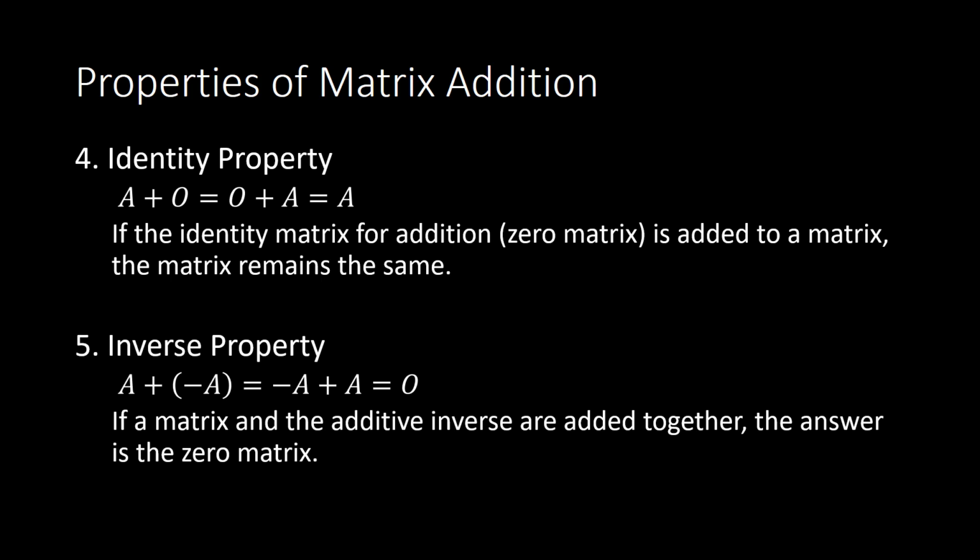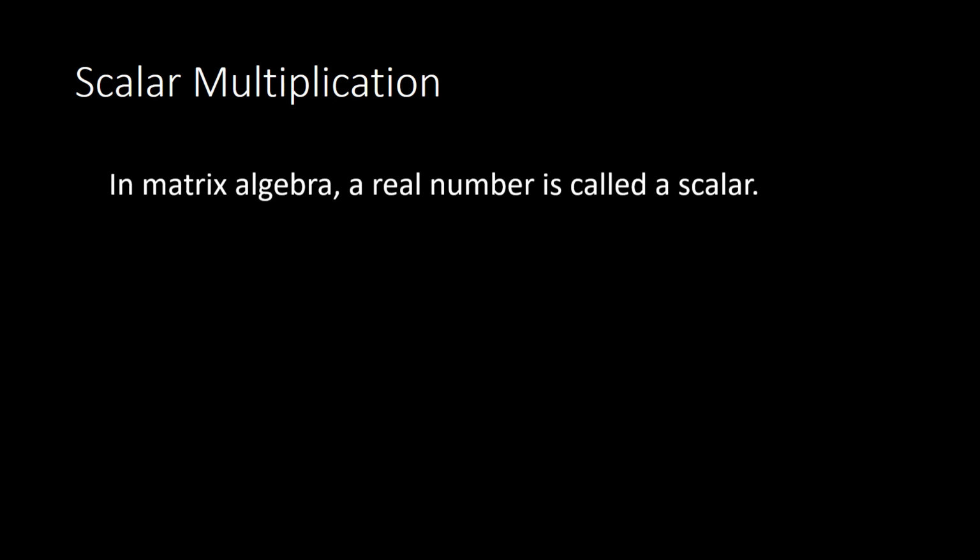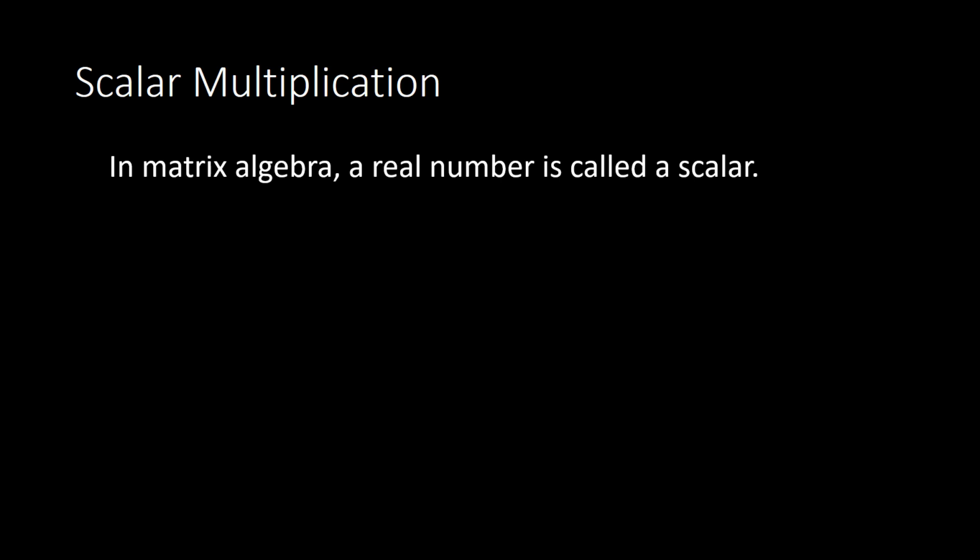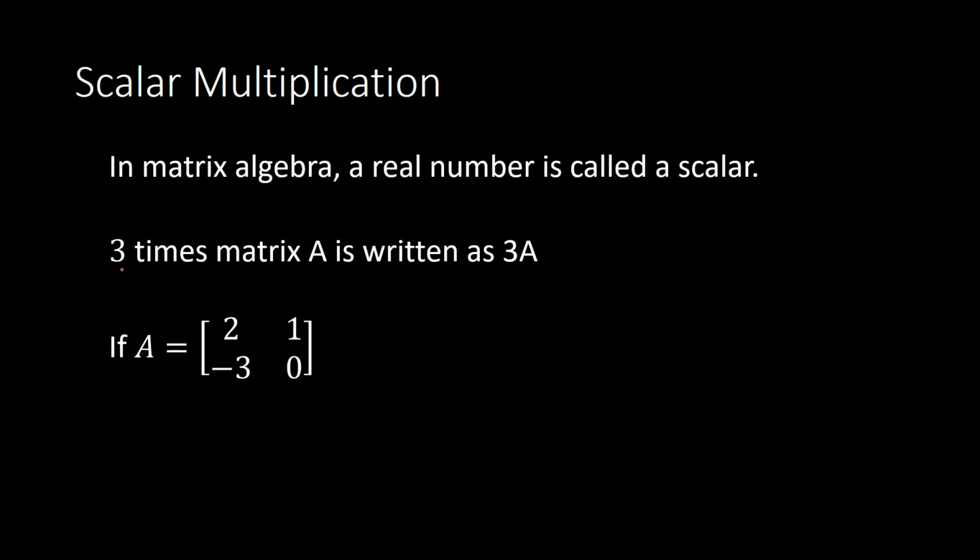So now we have dealt with matrix addition. Now we're going to deal with scalar multiplication. In matrix algebra, a real number is called a scalar. So 3 times matrix A can be written as 3A, and 3 would be the scalar. For example, if here is matrix A, where you have 2, 1, -3, 0, then 3A would be 3 times everything in the matrix.